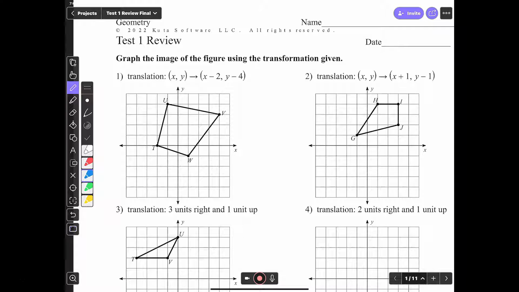So I'm going to go 1, 2, and then 1, 2, 3, 4. So this is U prime. This is V prime. This is W prime. And this is T prime. So you connect the points. And there's your image translated 2 units to the left and 4 units down.